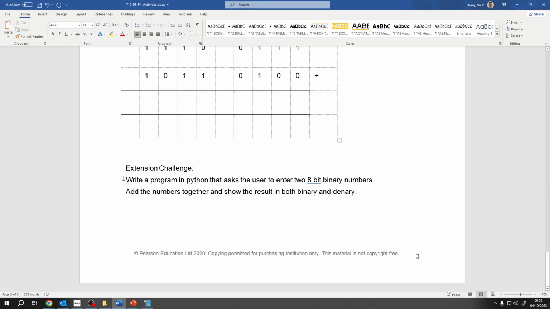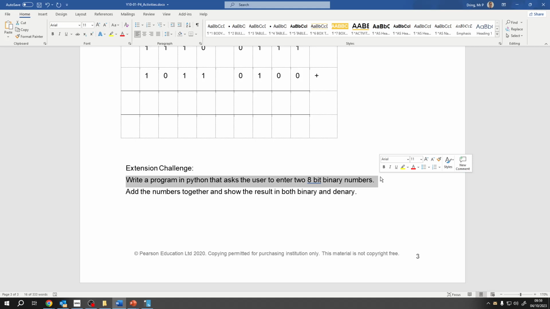So here's our extension today. Can you write a program that asks the user to type in an 8-bit number in binary, as in 00000001, and another 8-bit binary number, like 1111 1111? It should then add them together and show the result in binary and in denary. How could you do this? Well, you don't know enough Python yet if you're just going on what I've taught you in lessons to be able to do this. So you can either search. This is a problem that's been solved millions of times before. Someone will have a solution.